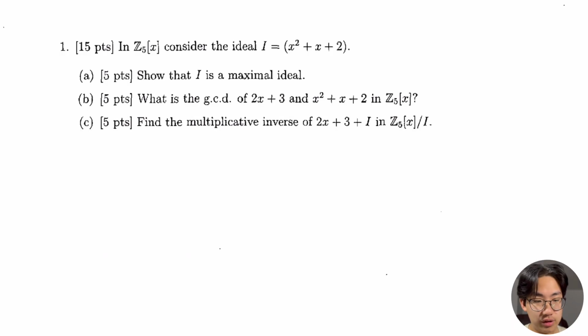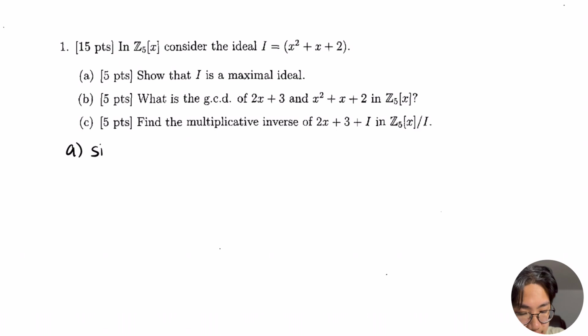For question 1, we're dealing with this ring over here, which is the ring of polynomials with coefficients in Z mod 5, and we're looking at this ideal over here. So let's take a look at part A. We want to show that I here is a maximal ideal. So let's go into that.